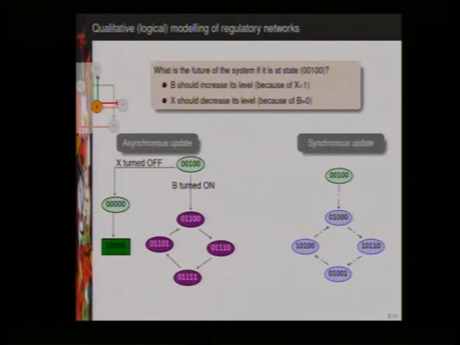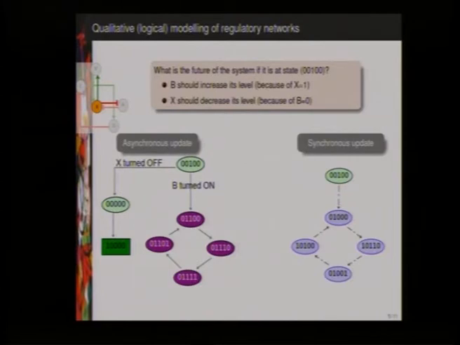On the left, you have the asynchronous update, where in the lack of information about delays, we will generate all potential trajectories. And this is the synchronous update, where we consider that all changes in the values are made synchronously at the same time. And you can observe that the behavior and the attractors of the system are quite different.